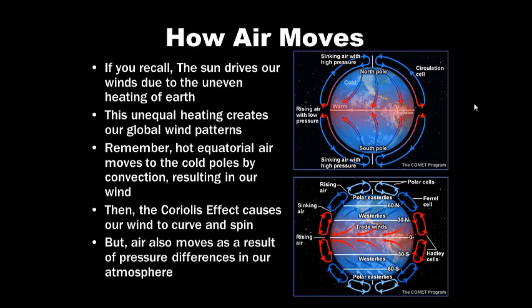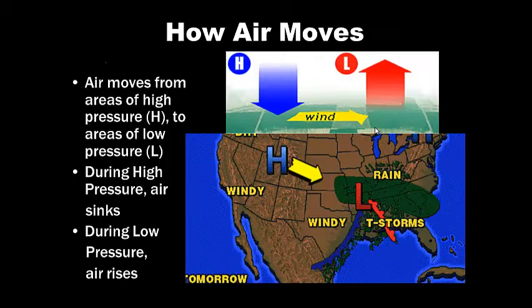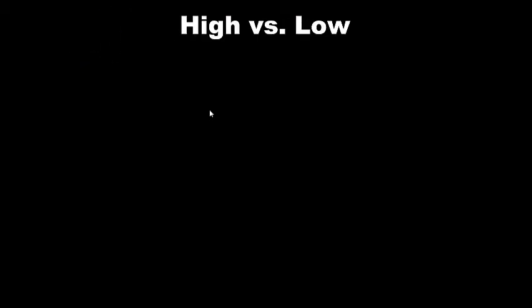But air also moves as a result of pressure differences in our atmosphere. So, how air moves: air flows from high pressure to low pressure. If you ever roll down your windows and the air rushes in, that's essentially the same thing. It's a pressure difference. So as you roll down your windows, air is flowing in. During high pressure, air sinks, and during low pressure, air rises.